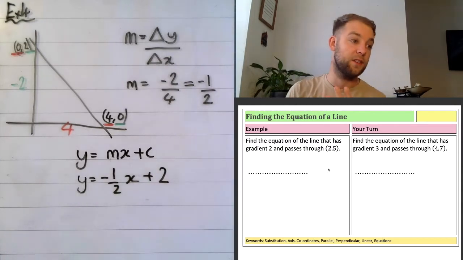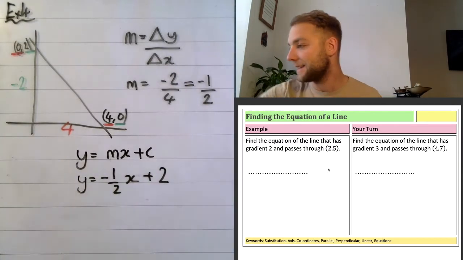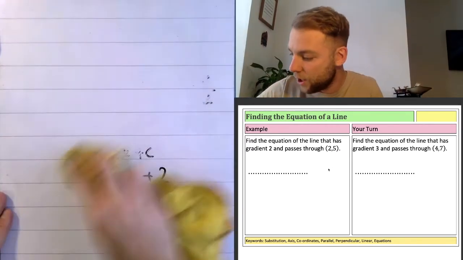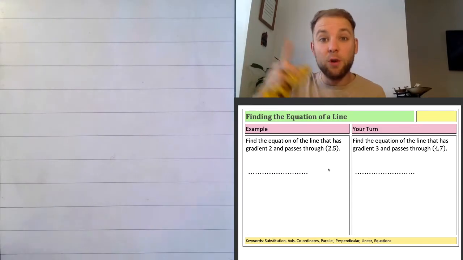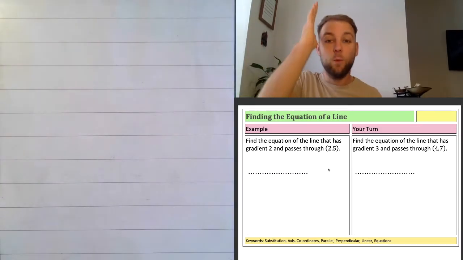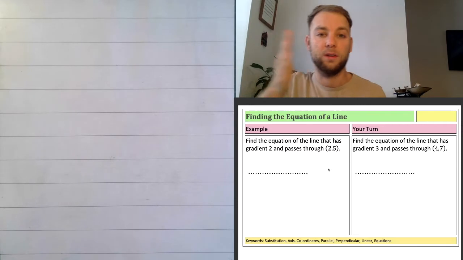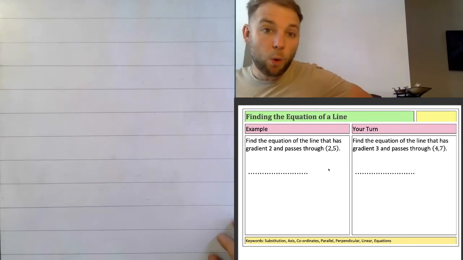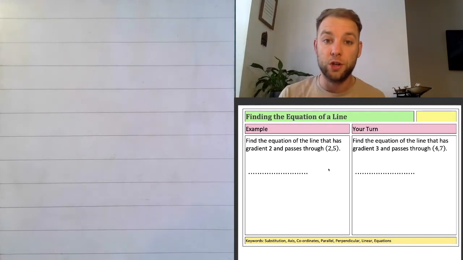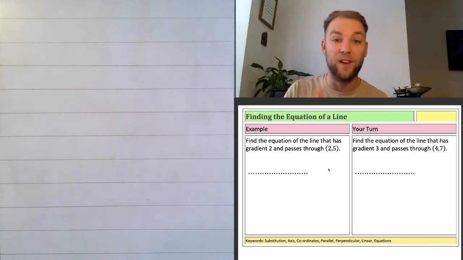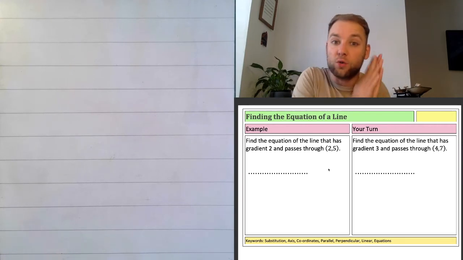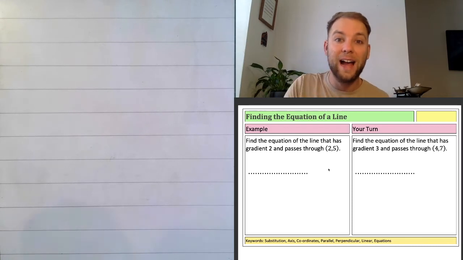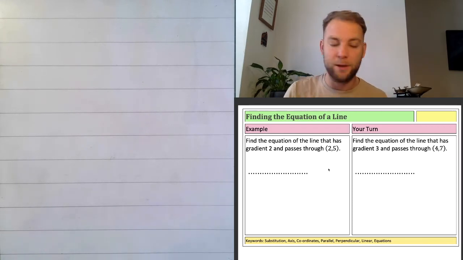Okay, so let's have a look at these next two questions then. Find the equation of the line that has a gradient of 2 and passes through 2, 5. With this one here, the first thing that we notice is that it's not 0 something. Remember, the y-intercept crosses it like 0, 4, 0, 5. This is actually 2, 5. So this is actually quite tricky now. What we've got to do with this is use substitution and rearranging to actually find out what that c value is. You've already got the gradient, that's brilliant, but you have got to use the coordinate to find out what that c value is. And this does get a little bit trickier, okay?